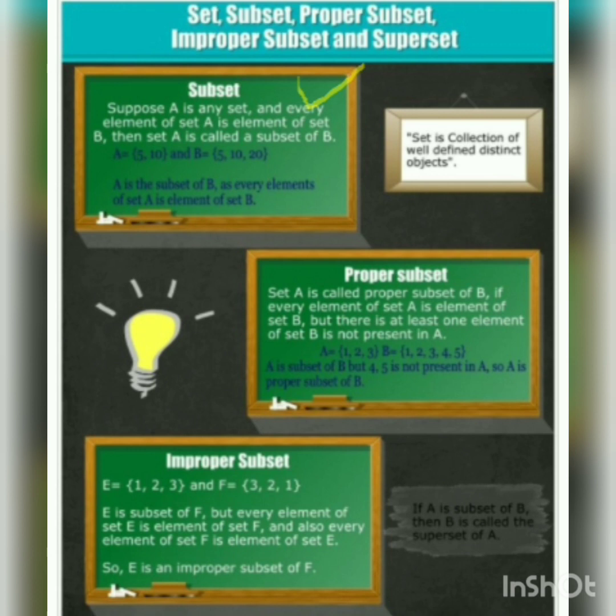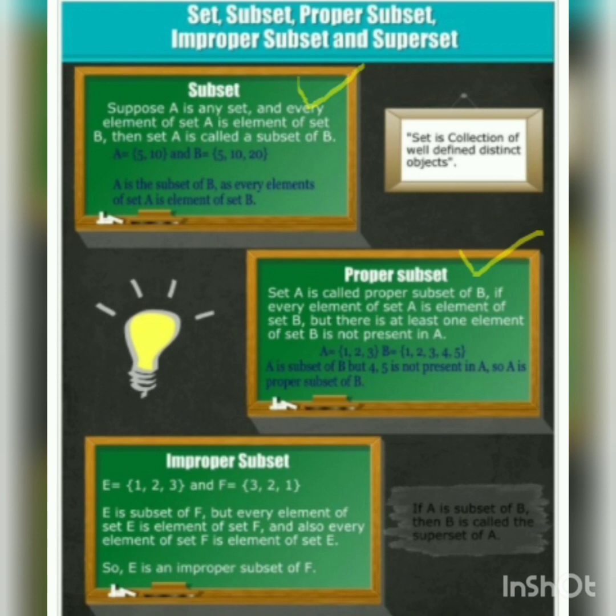Let's move towards proper subset. Proper subset means all the elements of set A are present in the set B, but there is at least one element of set B which is not present in the set A. So it may be 2, 3 or 4 elements of set B which may not be present in the set A. Then set A is called a proper subset of B.